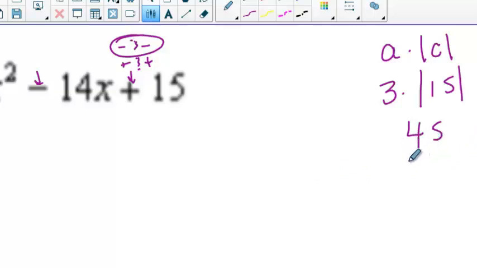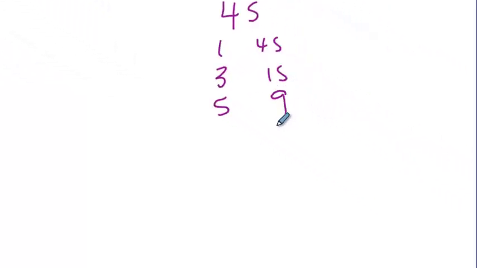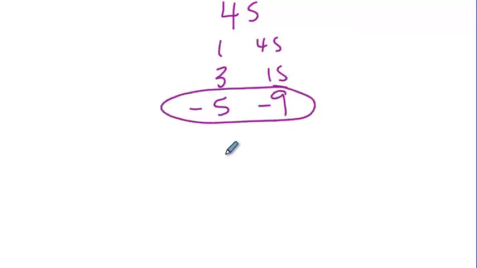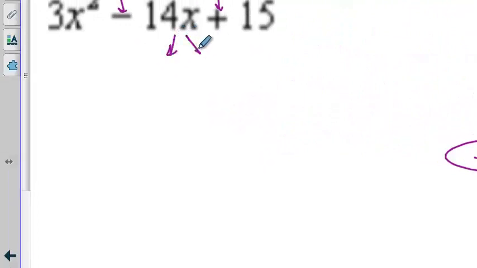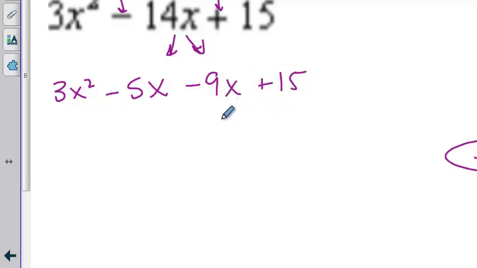So what multiplies to get 45? 1 and 45, 3 and 15, 5 and 9. How can I get a 14? Negative 5, negative 9. So I'm going to write this negative 14x as two terms. So I have 3x squared minus 5x, no, negative 9x, right, so I'm just using these two, minus 9x plus 15.